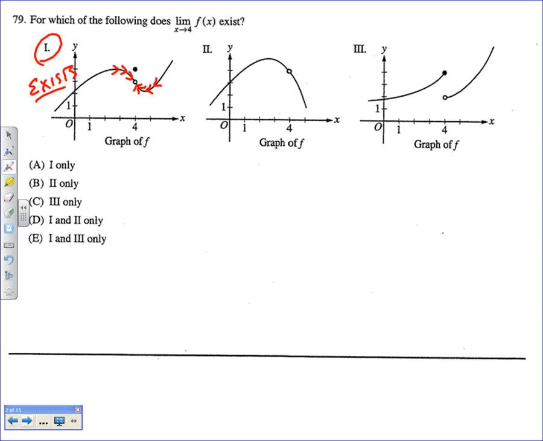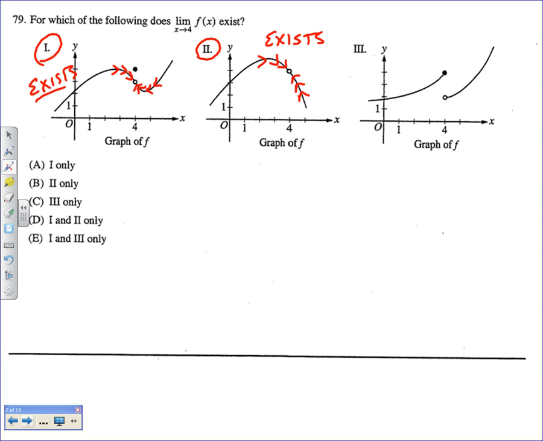We've got the same sort of thing happening with Roman numeral 2 here. If we come at it from the left, we're going to the same target as we get when we come from the right. The fact that it doesn't exist at 4, if it's something else like in Roman numeral 1, or it doesn't exist at all in Roman numeral 2, doesn't really matter. All that matters is that the target is there. And it's definitely there, and it's the same coming from both directions.